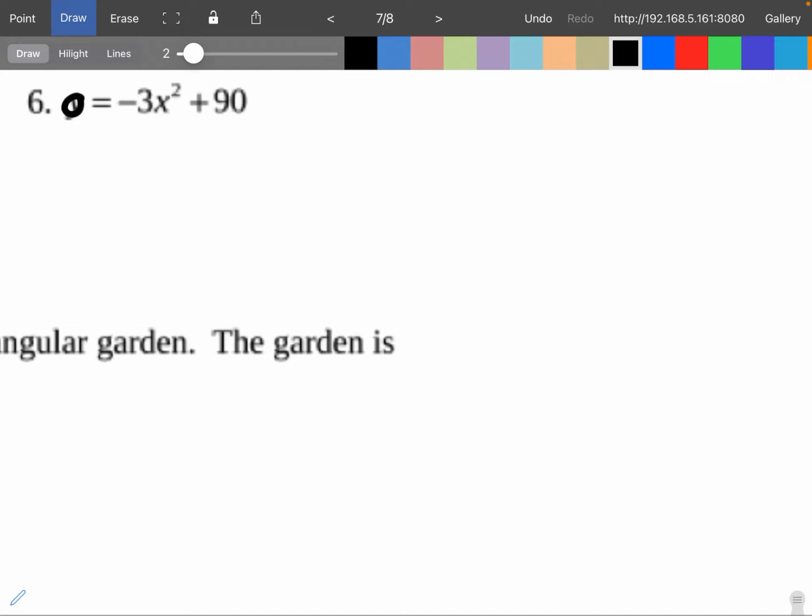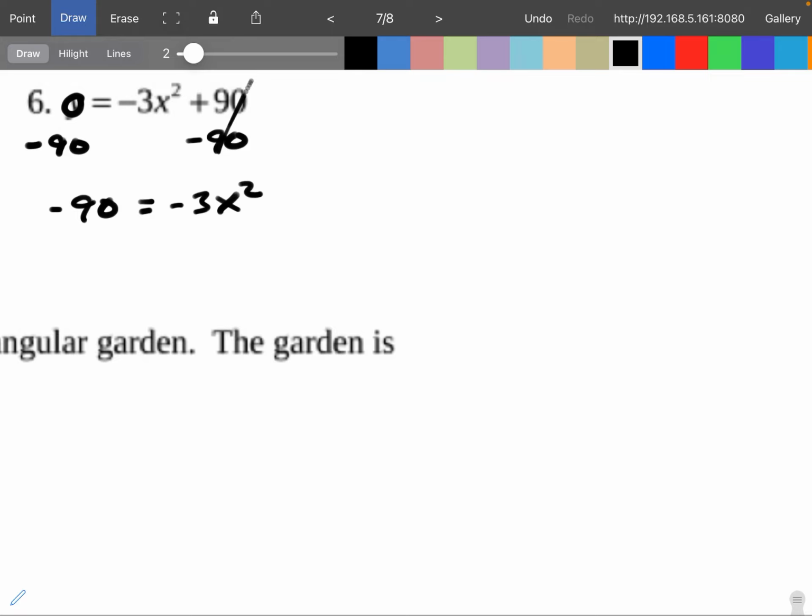All right, let's do number 6. So number 6, we've got to get the x squared all by itself. So what would you do first? Subtract 90, yeah. So subtract 90 on both sides. Those cancel out on the right-hand side. On the left-hand side, you've got 0 take away 90, so that's negative 90.